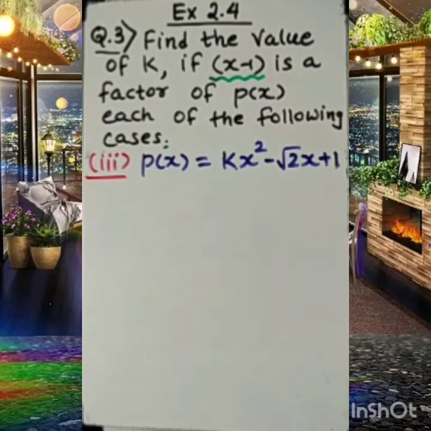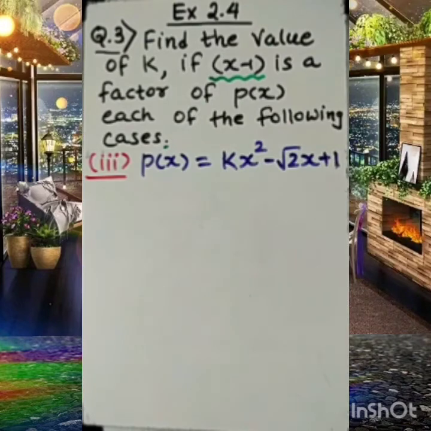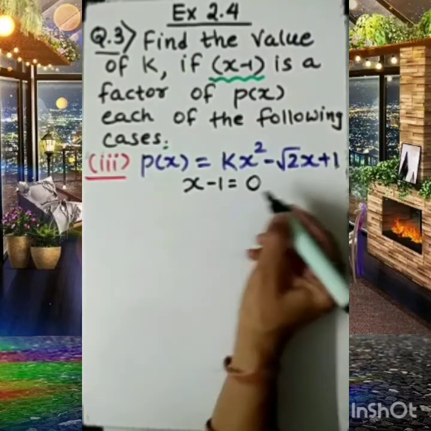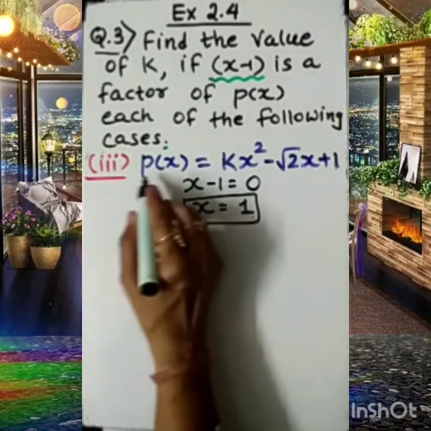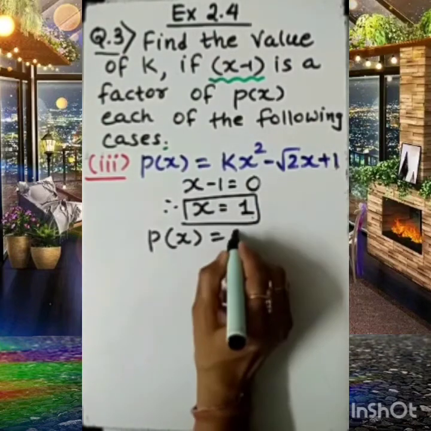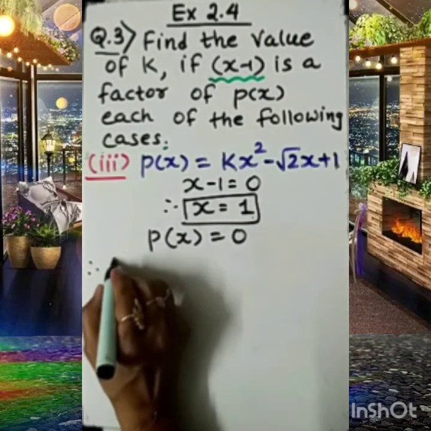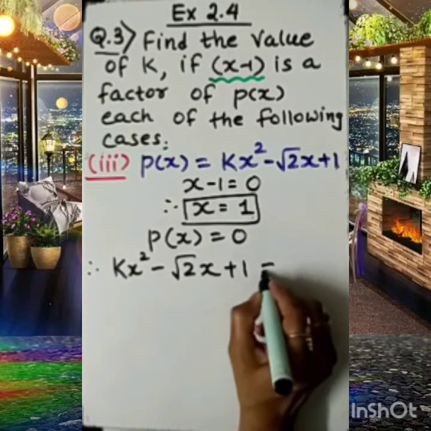So my dear student, here in question 3, it's the same question and the third part is p(x) equal to kx square minus root 2x plus 1. This we are given. Now, as a similar procedure, we are going to apply x minus 1 equal to 0. Therefore, x equal to 1 means 1 is a zero of this polynomial. If this is the zero of the polynomial, then of course this value will be compared with 0. So finally, what is p(x)? Let me note down here again: kx square minus root 2x plus 1 equal to 0.